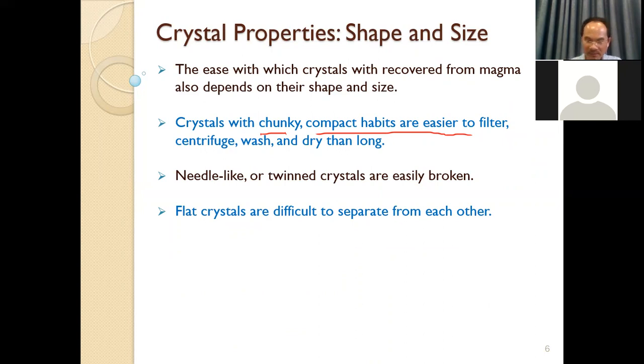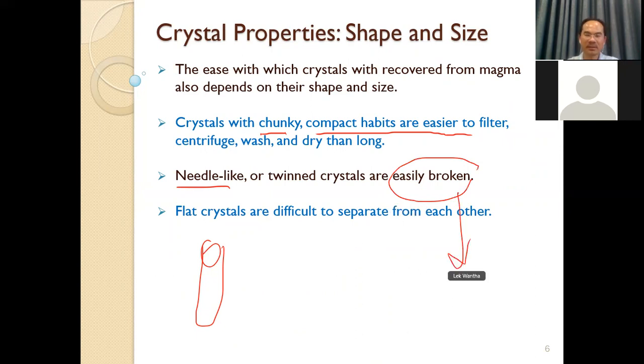But needle-like crystals, something like this, or twin crystals, are easy to break. When the crystal is broken, it is not a perfect crystal. It's not beautiful. When you talk about crystals like gold or carbon, sometimes the price of the product depends on the crystal morphology.